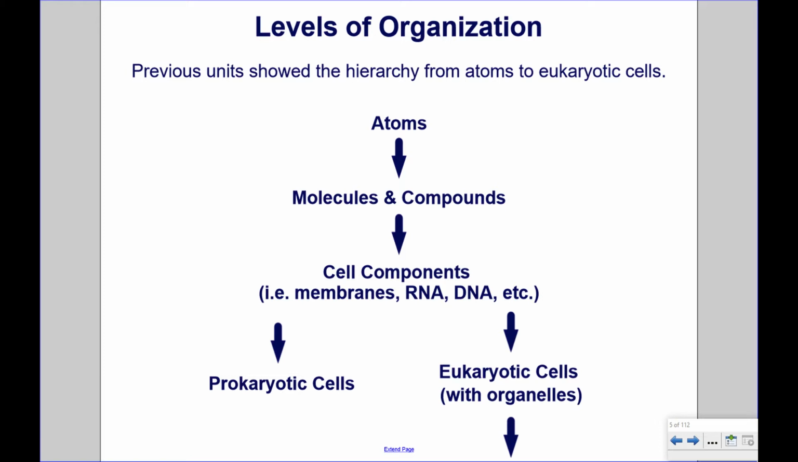Previous units showed the hierarchy from atoms to eukaryotic cells. Atoms form molecules and compounds, which form cell components. Some of these include membranes, RNA, DNA, etc., and then these form the prokaryotic cells and eukaryotic cells, with organelles.